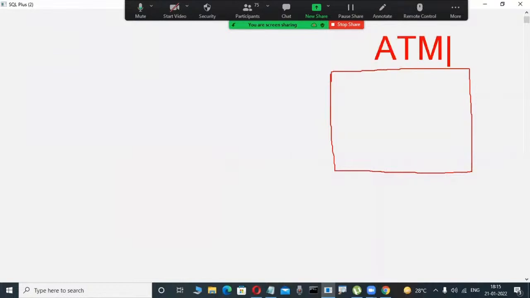Now check out this scenario. Slowly observe it here. This is an ATM machine, for example. One scenario I'm telling. Now what is my balance in my account? 3000 is the balance. Today, I have decided to withdraw some amount, for example.